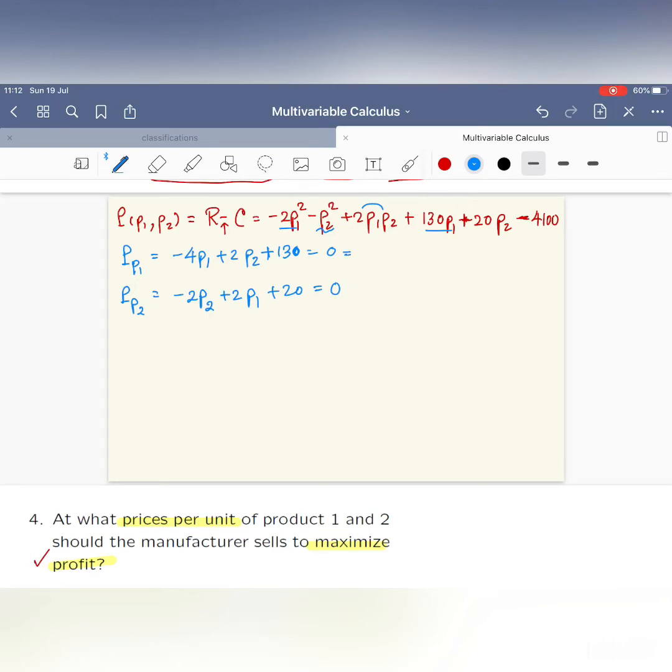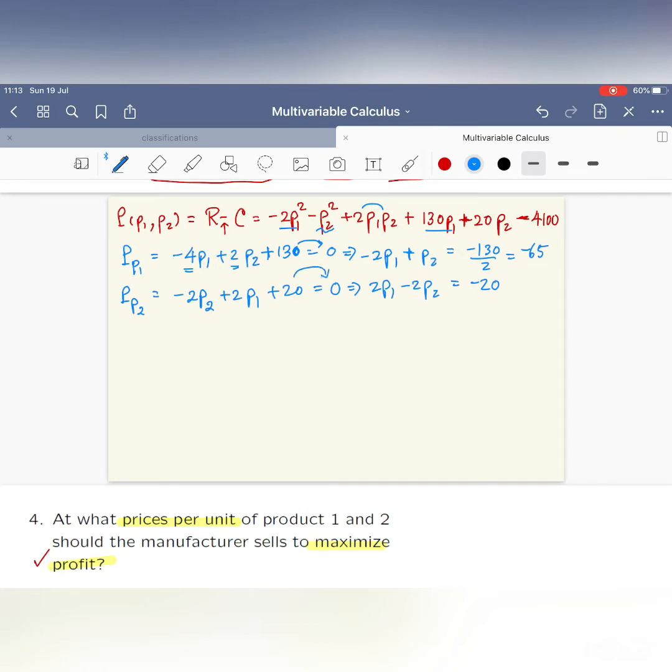Okay, and you may simplify it to have your negative 2 P1 P2 equals, this one is negative 130 over 2, right? Because you divide each and everything by 2, so you have 65. But this one you got P1, you can leave it as 2 P1 minus 2 P2, okay, equals to negative 20. You see it like that.